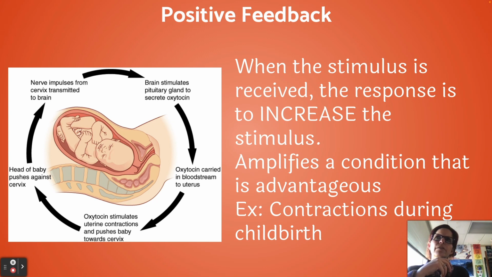So childbirth is the example. Once the baby's head starts pushing, it releases the hormones that cause the contractions, and the more the contractions happen, the more the baby's head presses, so the more the hormones get released to continue the contractions, and so forth and so forth until the baby is actually born. So that's a form of positive feedback.